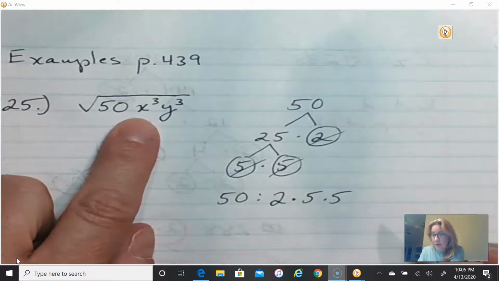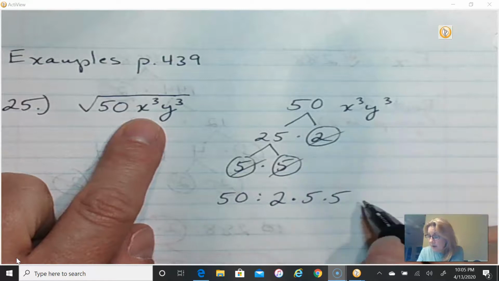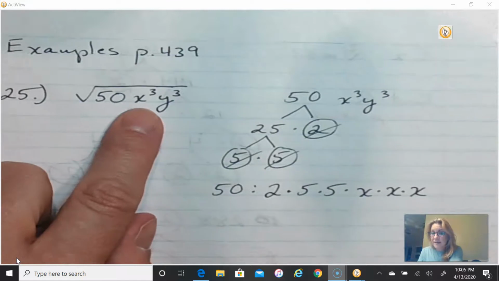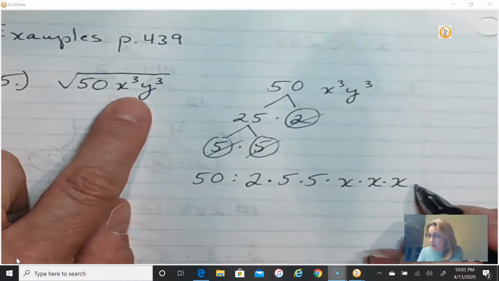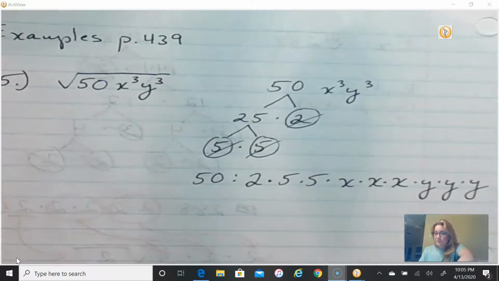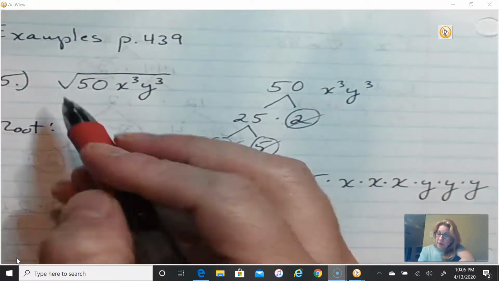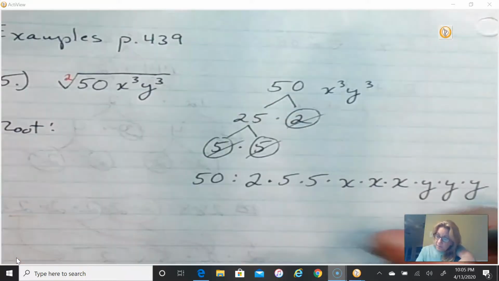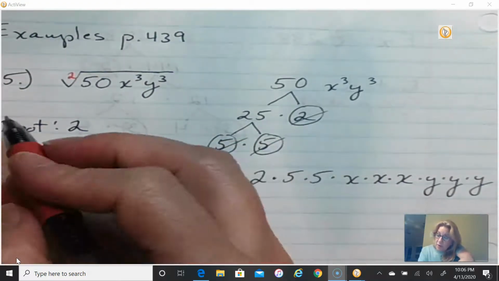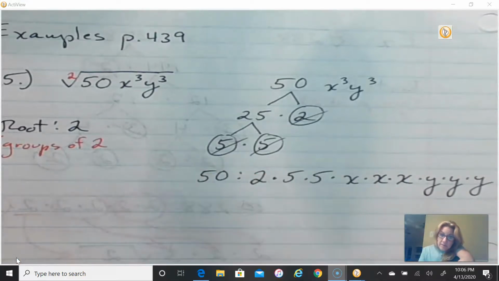But I also have 3 x's. In fact, I could even write that over here. So times x times x times x. Remember this, guys? That's right. You had a test over it recently. And then 3 y's. What is my root? There's nothing there, so it's 2. So this time I'm looking for groups of 2.